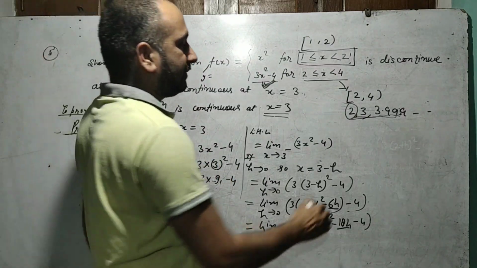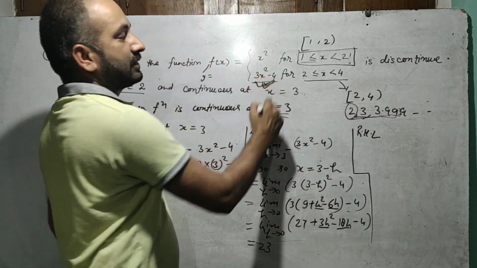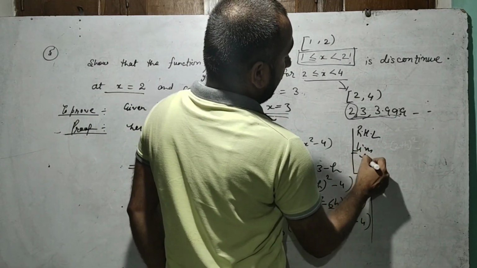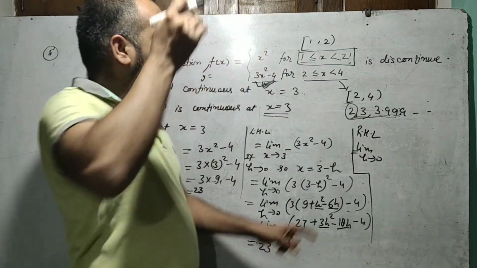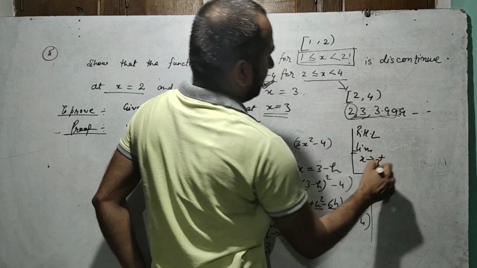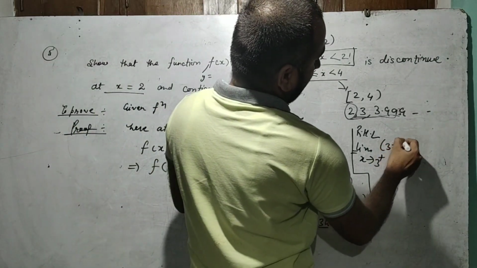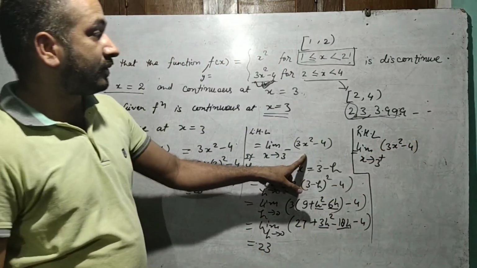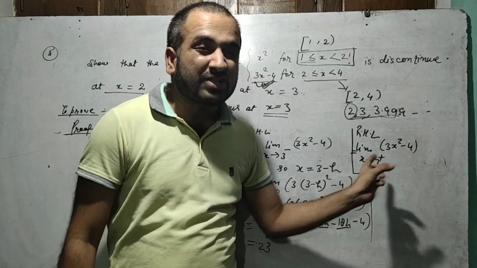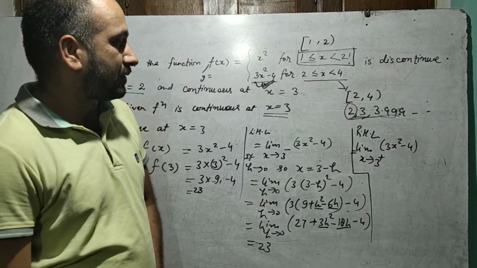Now ready for the right hand limit. I will solve here the right hand limit. Your f(x) will be the same, 3x square minus 4. So x tends to 3 from the right. I have already told you why it will be so, because 3 plus means the value of x should be 3.001, and of course it lies in this interval. So the function will be 3x square minus 4.